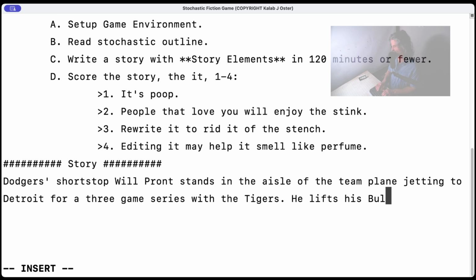This is Bud Light. We're gonna drop brands. This is Major League Baseball. They don't do unbranded stuff. Money, money, money. So Dodgers shortstop Will Pront stands in the aisle of the team plane, jetting to Detroit for a 3-game series with the Tigers. He lifts his Bud Light. It says, a toast to the baseball gods.